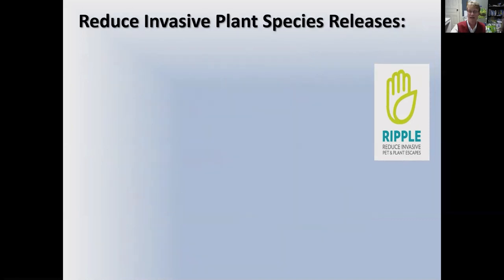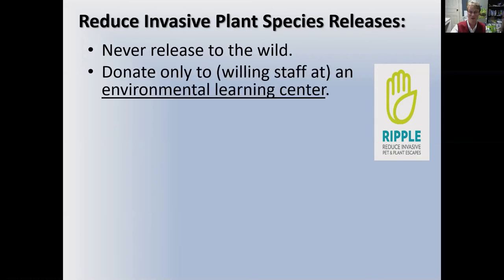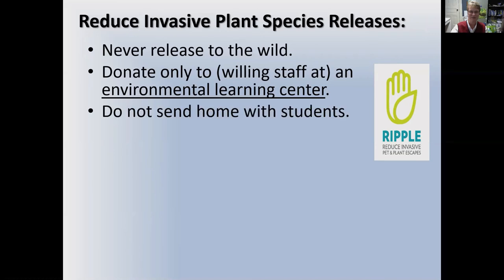If we're looking at invasive plant releases, you're going to find some of these are a little familiar. First of all, we're never going to release those to the wild. We are only going to donate to willing staff at an environmental learning center. Not going to just drop them off at the center's property. We're not going to send them home with students.